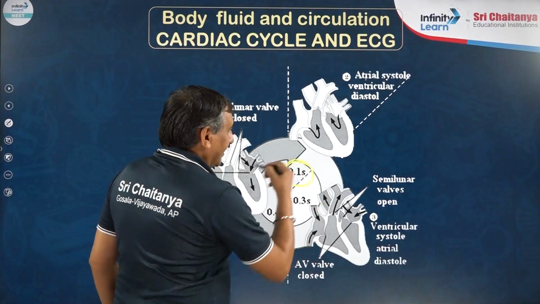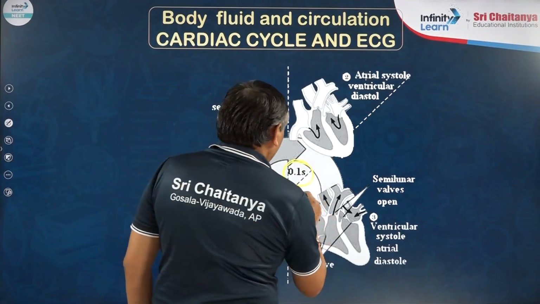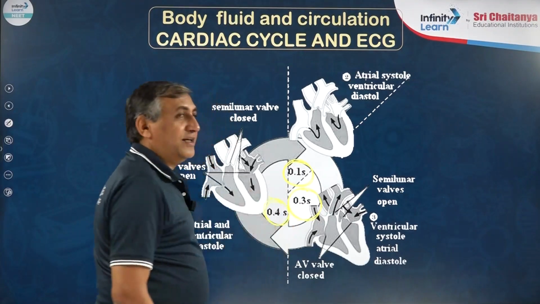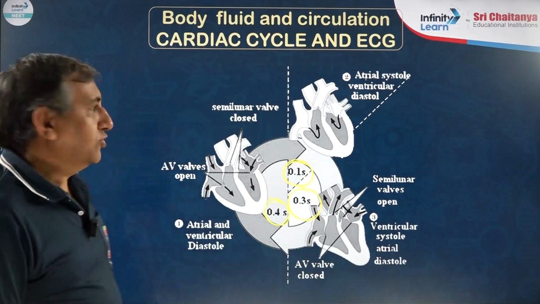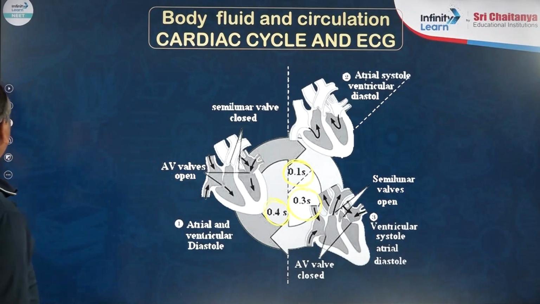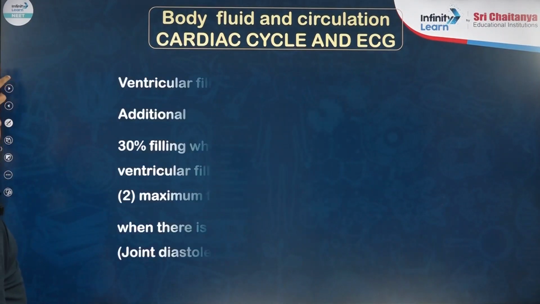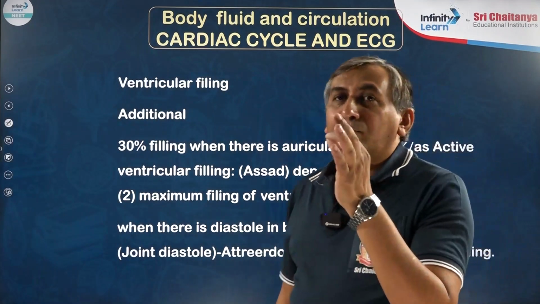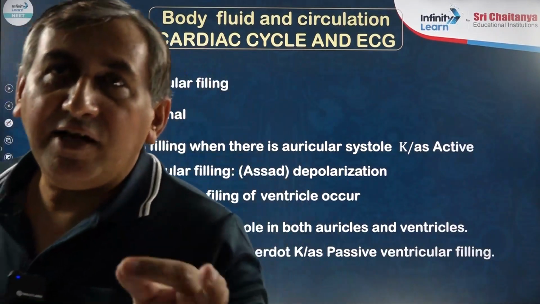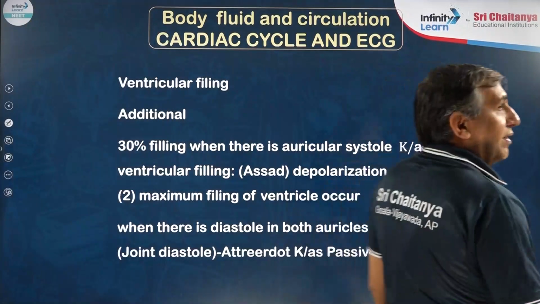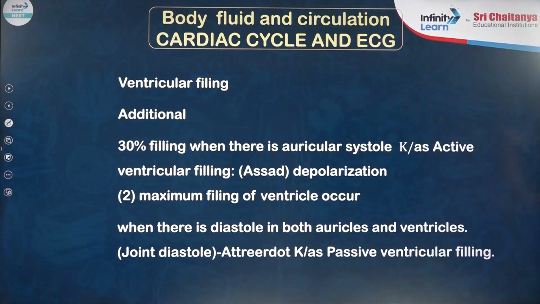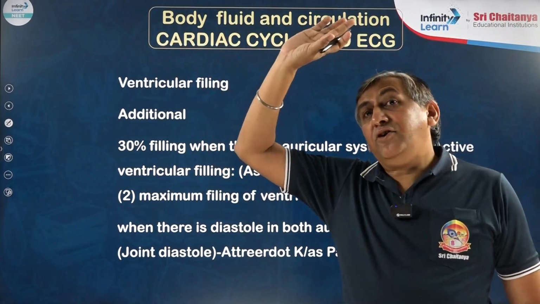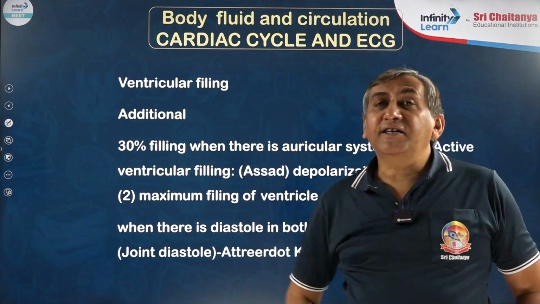0.1 second for auricular systole, 0.3 second for ventricular systole, 0.4 second for complete cardiac diastole. I already explained this, the total duration, which you have to remember. Now I said 120 ml is the maximum limit present in the ventricle at the end of diastole. 70 ml of blood is coming out from the heart and 50 ml of blood is always present in the ventricles at the end of systole. That is known as the ESV.